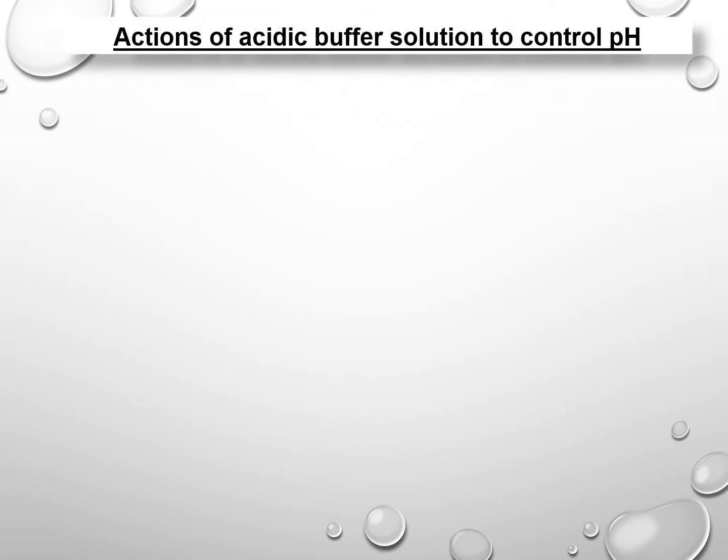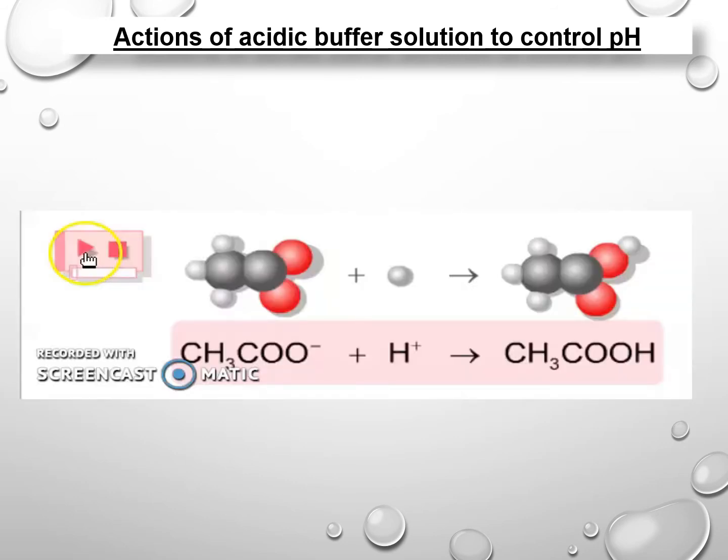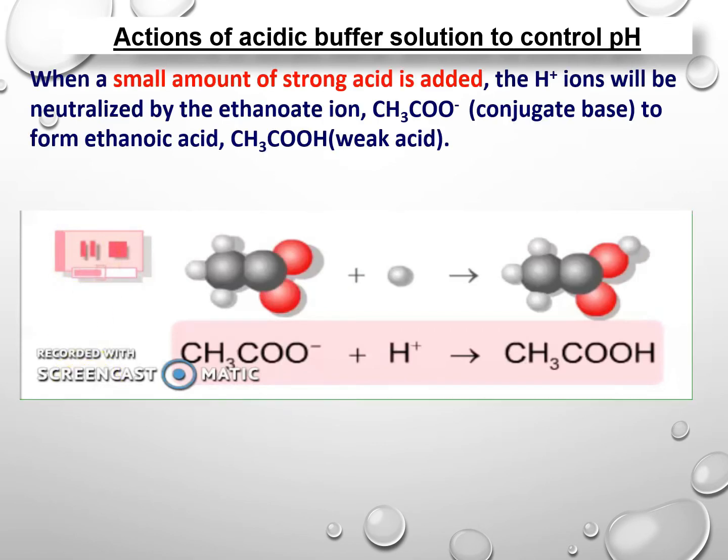Let us now study the mechanism of a buffer solution and how it controls its pH. What do you think happens when a small amount of strong acid is added to the buffer solution containing a weak acid, ethanoic acid, and its conjugate base sodium ethanoate? The hydrogen ions from the strong acid added will be neutralized by the ethanoate ion, the conjugate base, to form ethanoic acid, the weak acid.